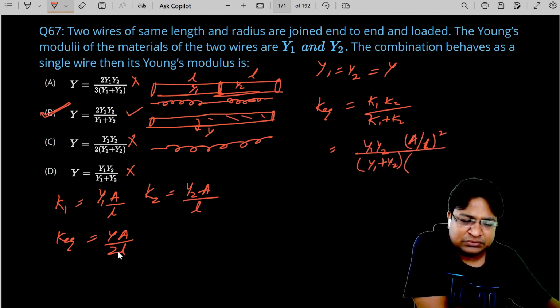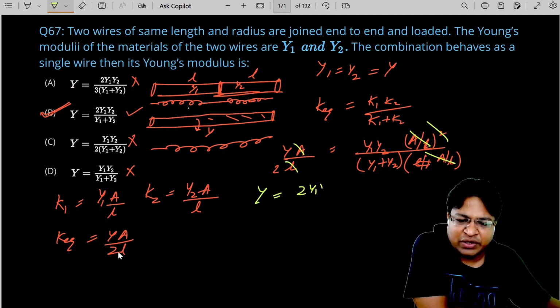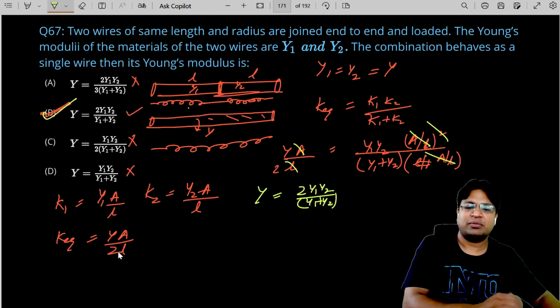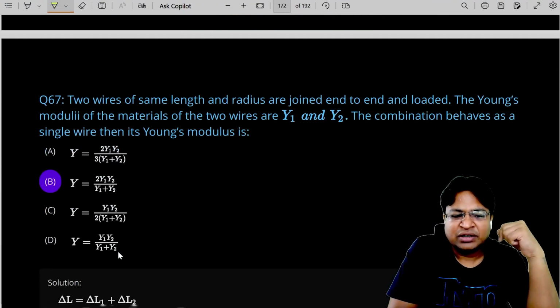Y1 plus Y2, yeah, and then A by L will be the common thing. And on this side, we will write YA by L, and a 2 will also be here. So when we start canceling stuff, for example, this will get cancelled, then A by L will get cancelled from here. And that's it. We get the value of Y as 2Y1Y2 divided by Y1 plus Y2, which we obtained from elimination also. So this will be the right answer.